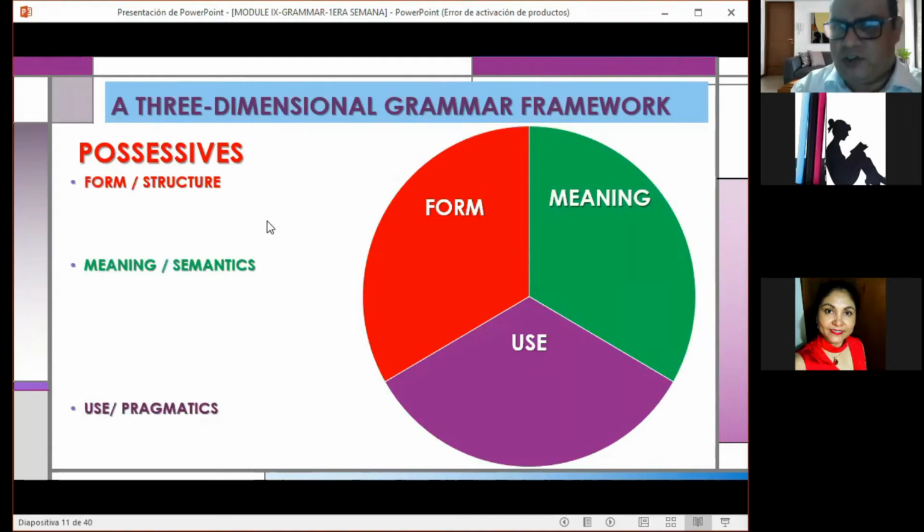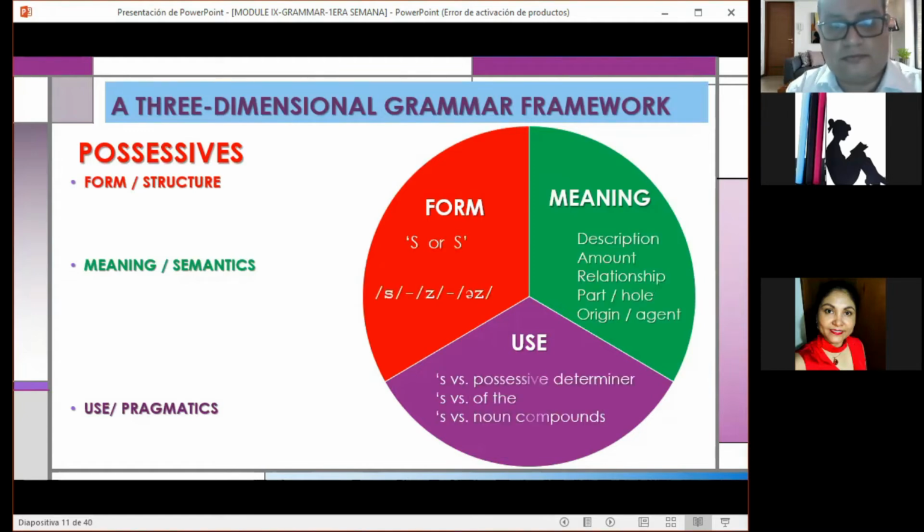Let's see. We're going to analyze in a deeper way. The form, as I told you, is this, no? With these three different ways to be pronounced. You write apostrophe S, but you pronounce it in three ways. S, Z, is. And you have here more meanings. So here you have description, amount, relationship, part and whole, origin, and agent.